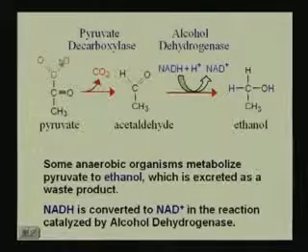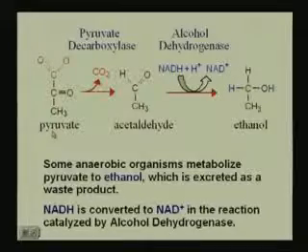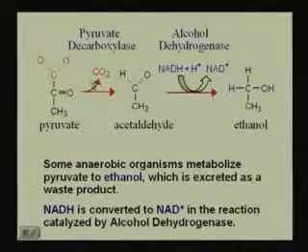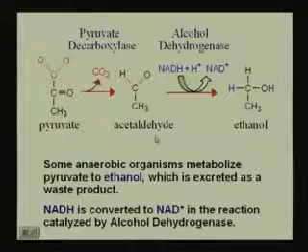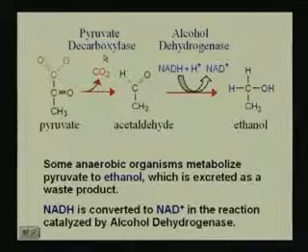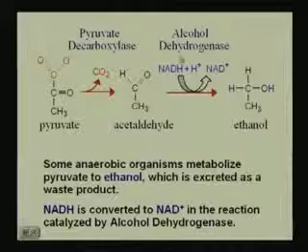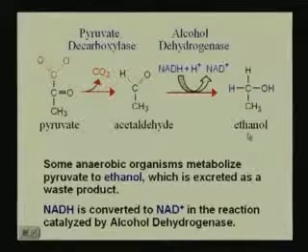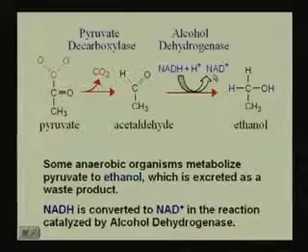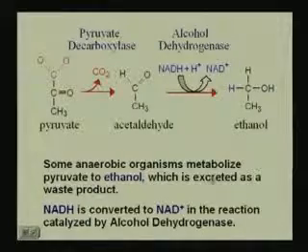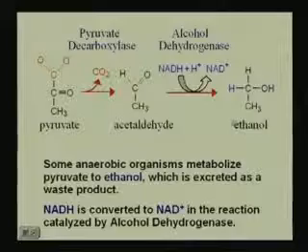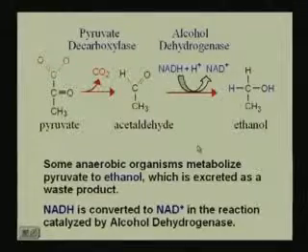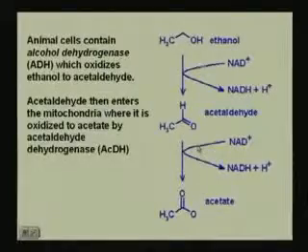In the first step, the pyruvate loses carbon dioxide to form acetaldehyde, okay. That is one step of the reaction. This acetaldehyde then, in the presence of alcohol dehydrogenase, forms ethanol, okay, and in the event NADH is oxidized to NAD+. So, they metabolize pyruvate to ethanol, which is actually a waste product, okay. This is a process in fermentation.